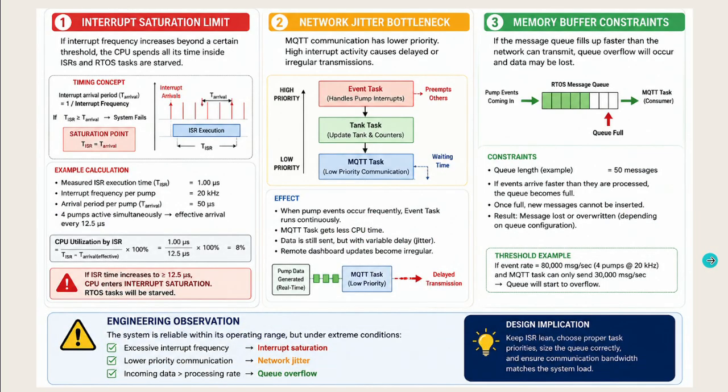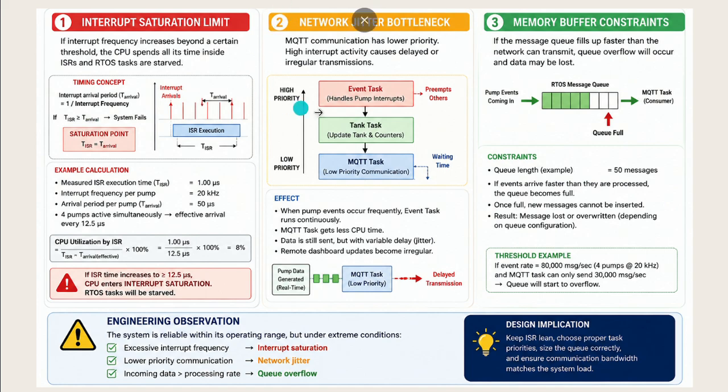So for next slide, this slide explains the limitations of our RTOS architecture. So the first limitation is interrupt saturation. The system reaches its theoretical breaking point when the total ISR execution time becomes equal to or greater than the 12.5 ms interrupt interval. At this time, the CPU continuously services interrupts, causing the RTOS tasks such as the tank task and MQTT task to become starved.